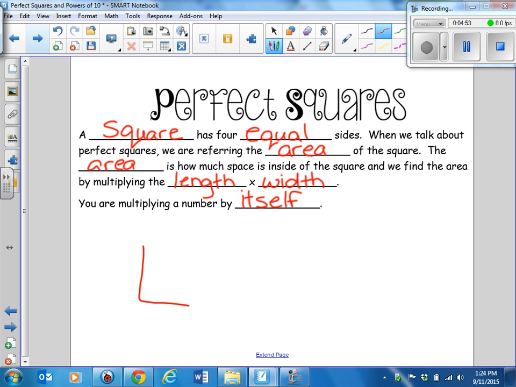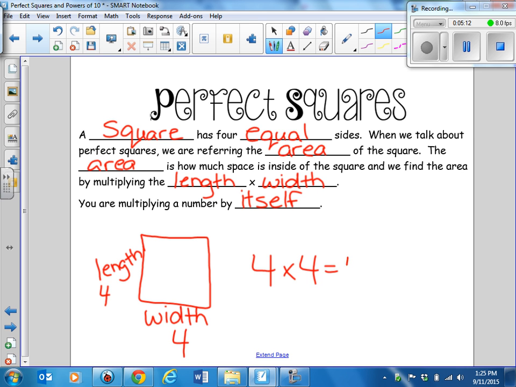So let's take a look at a square here. We have the length and the width. With a square, these are the same number. So if this was a 4 and this was a 4, we would be saying 4 times 4, which is also 4 squared, and that would be 16.